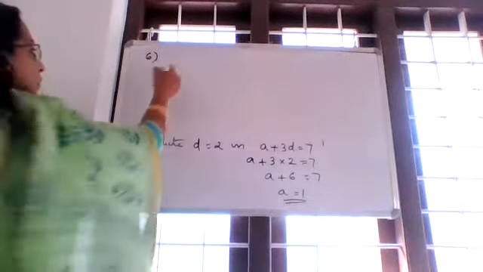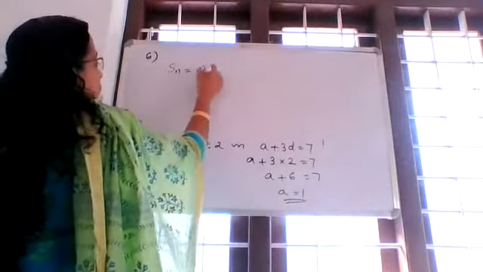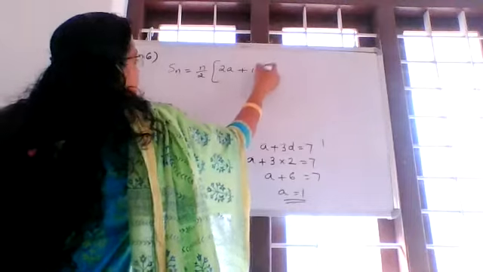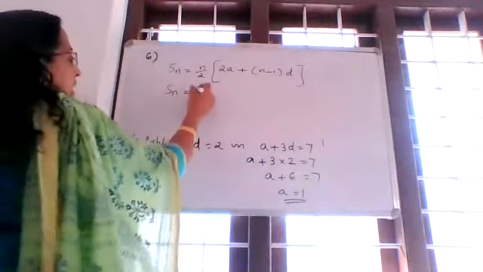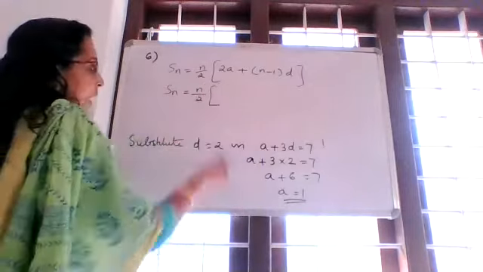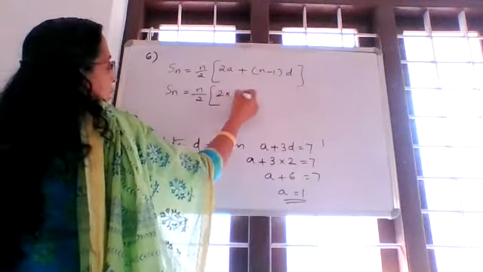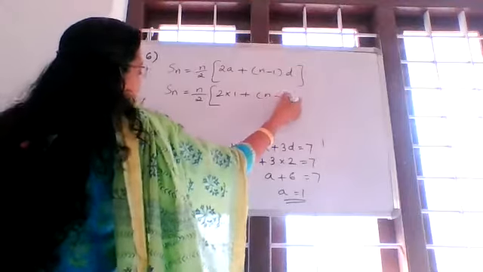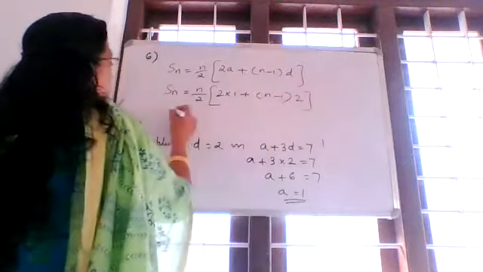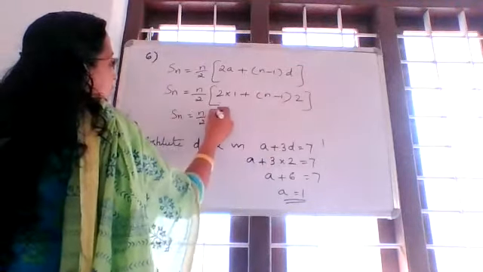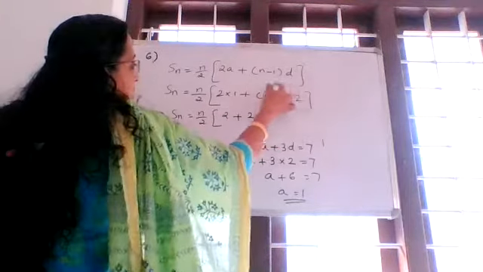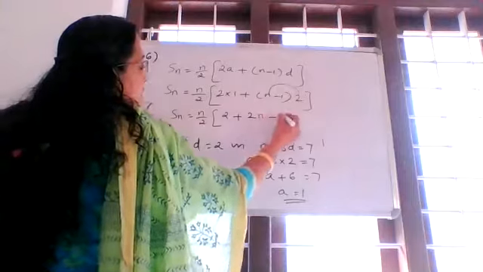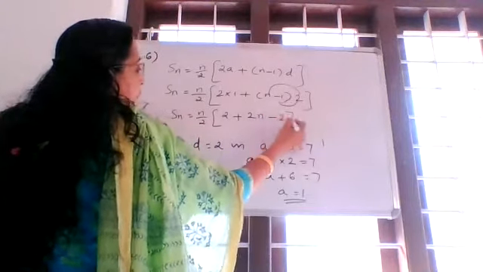Sn is equal to n by 2 into 2a plus n minus 1 into d. So substitute. Therefore, Sn is equal to n by 2 into 2a. a is 1, so 2 into 1, plus n minus 1 into d, which is 2. So Sn will be n by 2 into 2 plus 2n. Change the brackets: 2n minus 2.